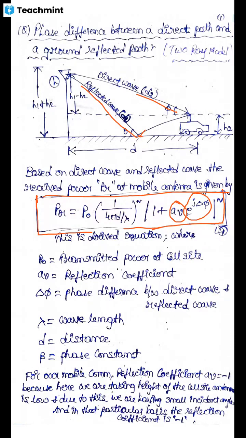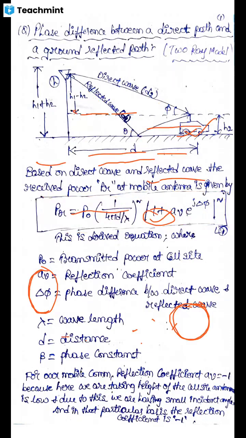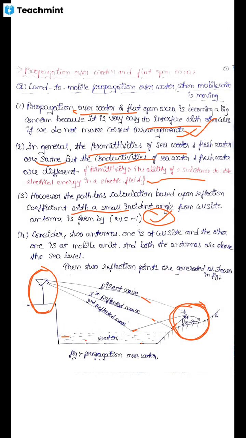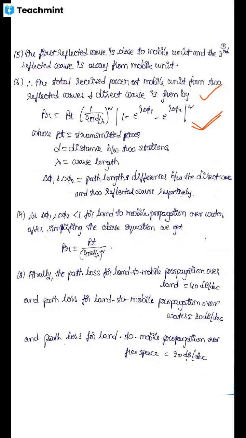Now coming to our topic, in this diagram I have one direct wave and two reflected waves, and I had taken the reflection coefficient as -1. Then what will be the expression? PR is equal to PT into (1 by 4 pi d by lambda) whole square, 1 plus AV. Here AV is -1, so I am writing directly 1 minus e power j del phi 1 and minus e power j del phi 2.